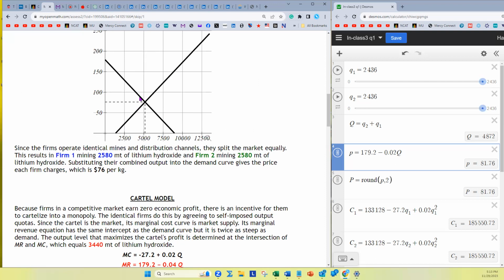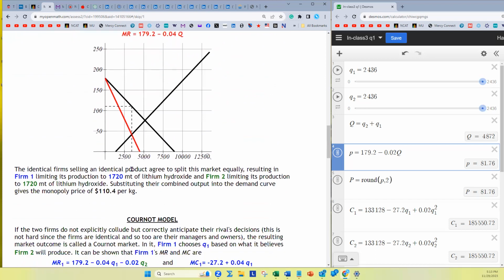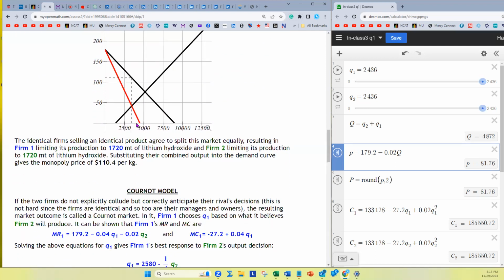So the Cournot price is higher than the competitive price. We'll do it here. 4,128 is right here somewhere, right? So the monopoly price is 110.4. The Cournot price is in between the monopoly price and the competitive price. So the Cournot price is in here somewhere, right? Where the quantity is 4,128.